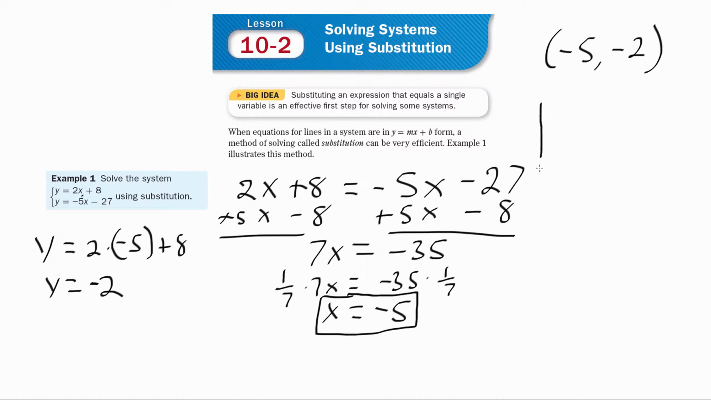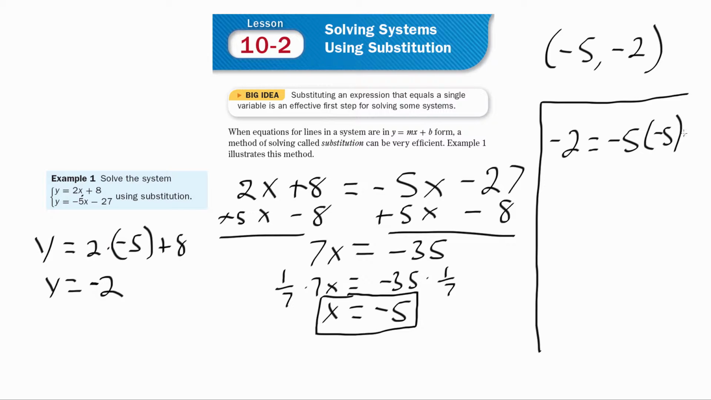I'm going to do a quick substitution here. You might want to go ahead and try doing it in your graph, but I'm going to put in negative 2 equals a negative 5 times a negative 5 minus 27. So negative 2, negative times a negative is a positive, is 25 minus 27, and a negative 2 equals a negative 2. It checks. Need to make sure it works in both equations, but if it does, I can check it off and move on.